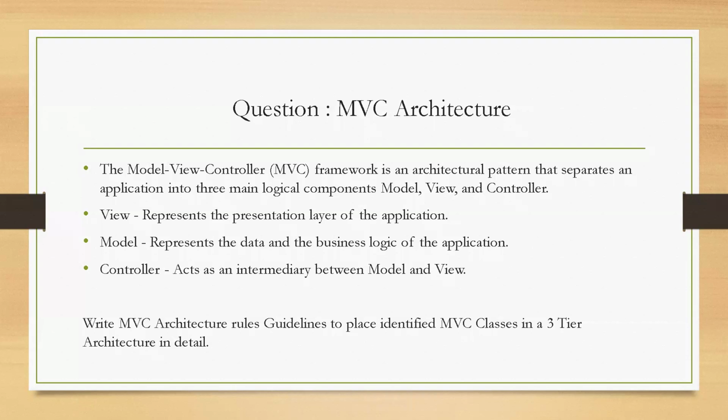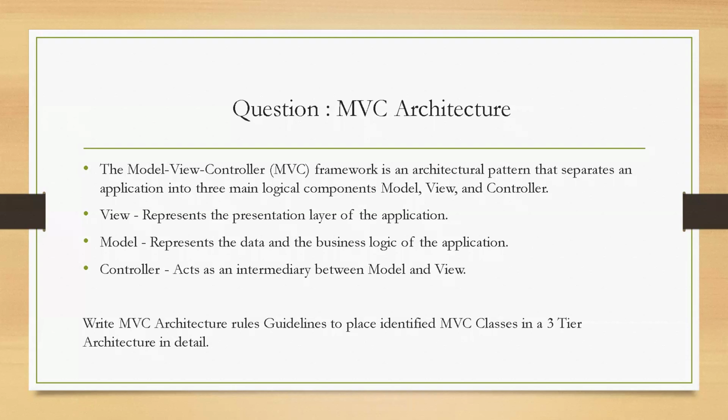So if we compare this MVC architecture with the three-tier architecture, we have similar layers. If you consider the presentation layer, all the user interactions and the user interface components will be represented in the presentation layer. Similarly, the view layer represents the presentation layer of the application. And coming to the model layer, the major difference between the three-tier architecture and MVC architecture is in the model layer itself.